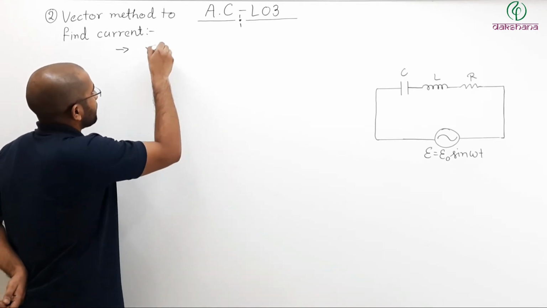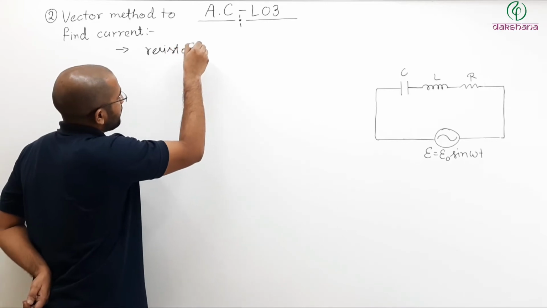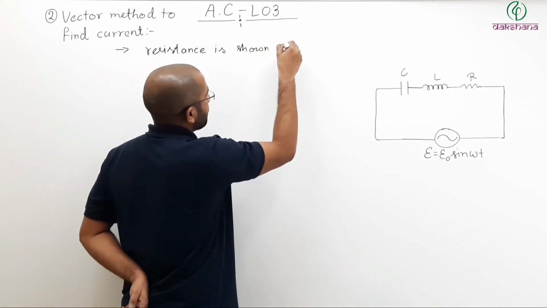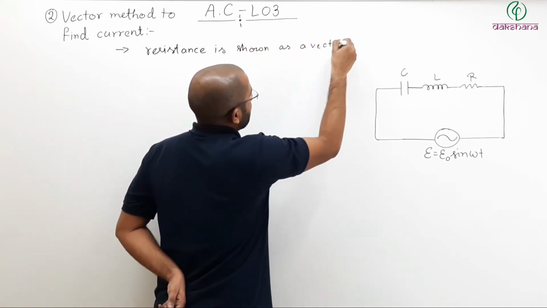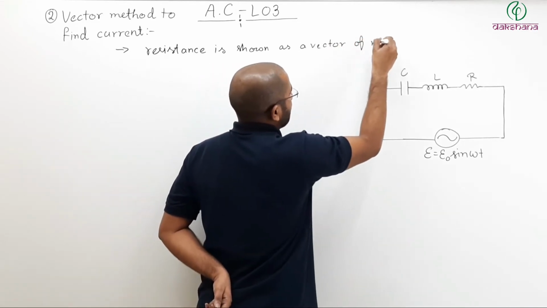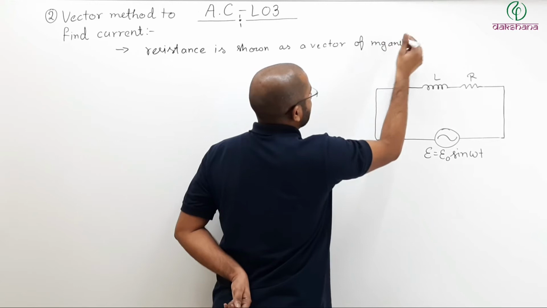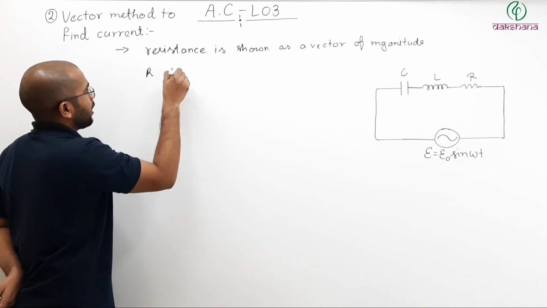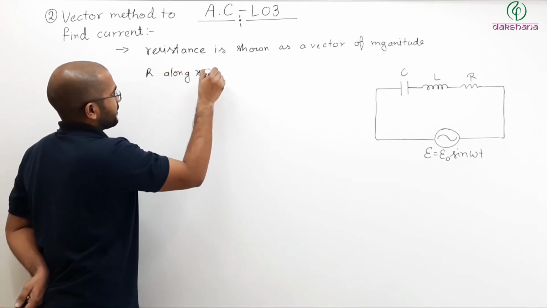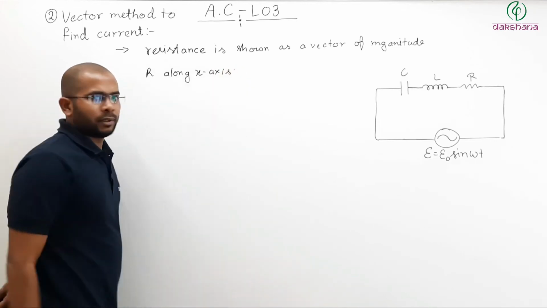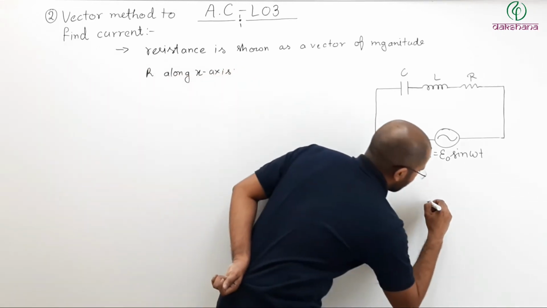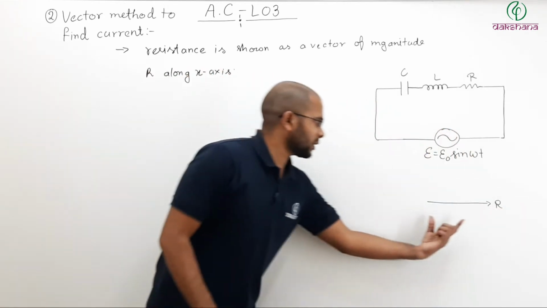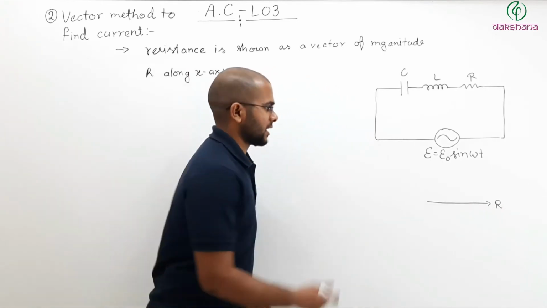So resistance is shown as a vector of magnitude capital R along the x-axis. So what I will do? I will simply represent R like this. R is shown as a vector of magnitude capital R along the x-axis.